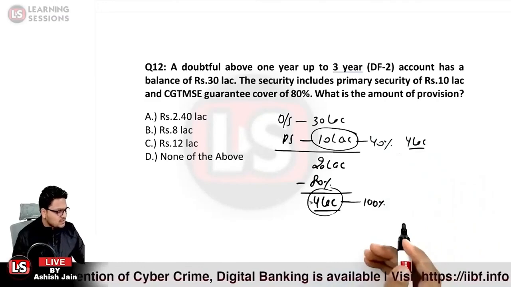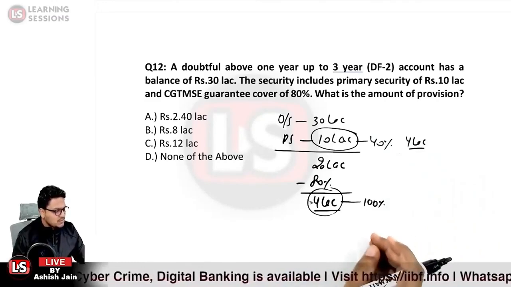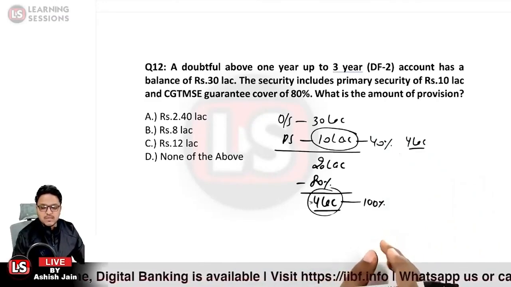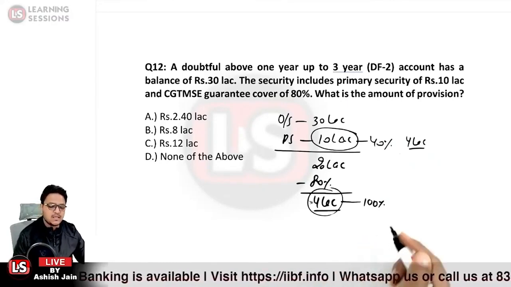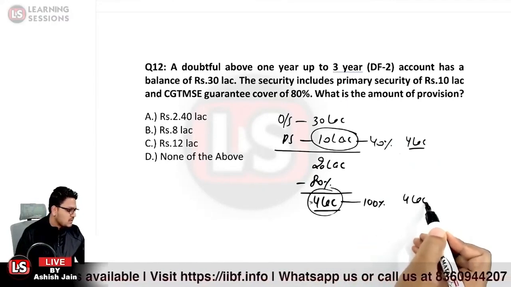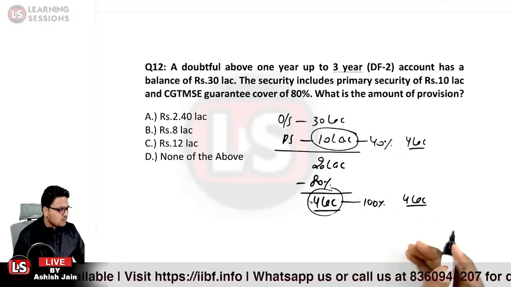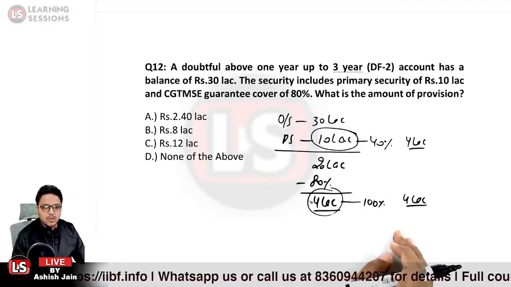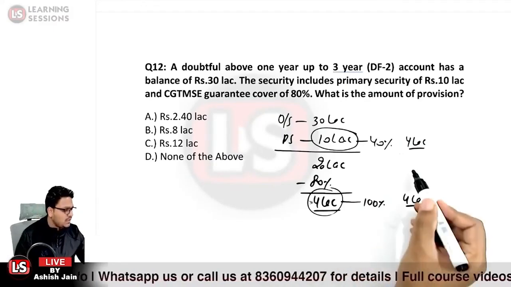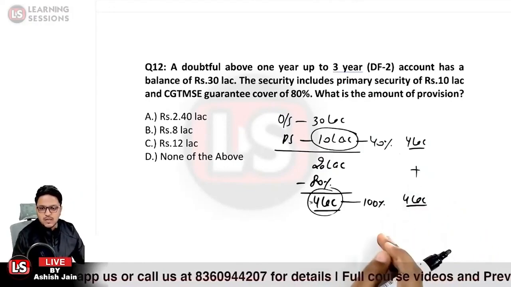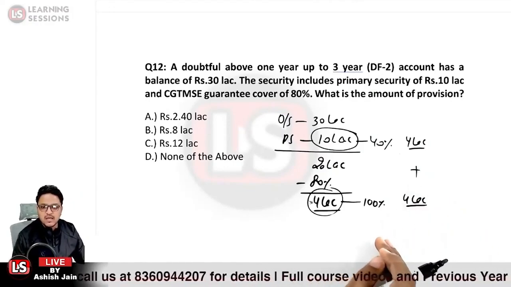And further, for the unsecured part, 100% of the provision is to be created, that is 4 lakh rupees. So it will be equal to 8 lakh rupees. So the total provision that is to be created over here in this question is 8 lakh rupees.